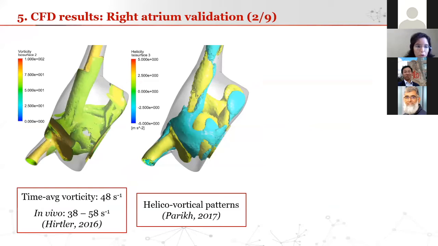Then we also looked into the time average vorticity and vortical behavior. So the time average values were within in vivo predictions, and there was also the presence of helices, which gave rise to a helicoidal pattern, which is also in agreement with what has been seen before.